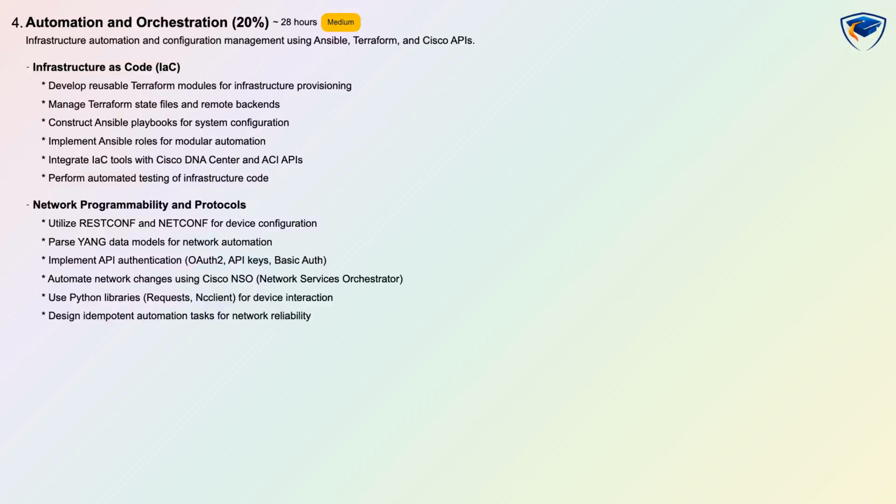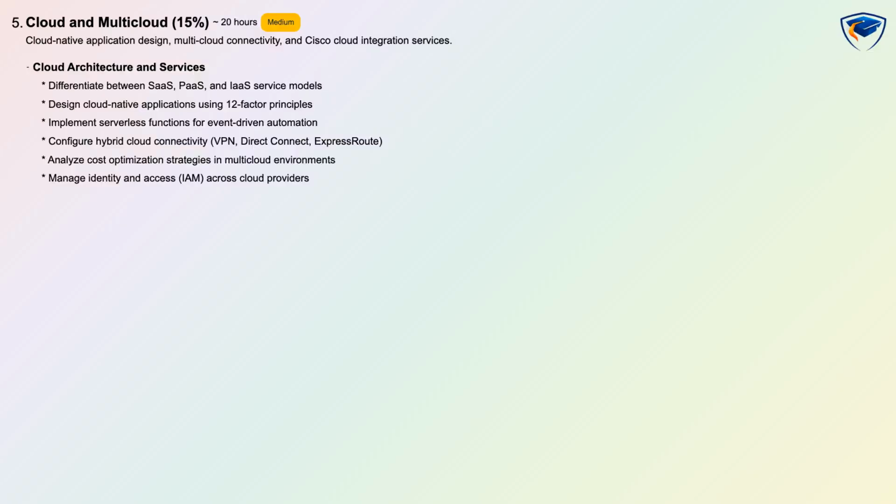The automation and orchestration domain deals with infrastructure automation and configuration management using Ansible, Terraform, and Cisco APIs. You will learn to develop reusable Terraform modules for infrastructure provisioning, manage Terraform state files and remote backends, and construct Ansible playbooks for system configuration. Additionally, you'll learn to implement Ansible roles for modular automation and integrate IaC tools with Cisco DNA Center and ACI APIs.